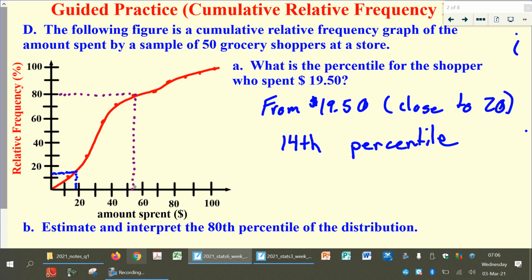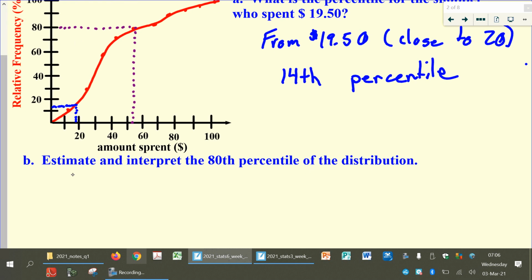And that one looks to be a little more than 50. So the 80th percentile. And we'll call that $53.